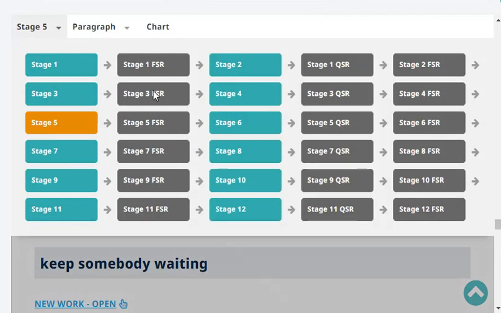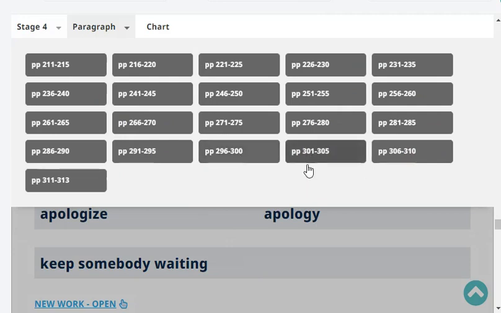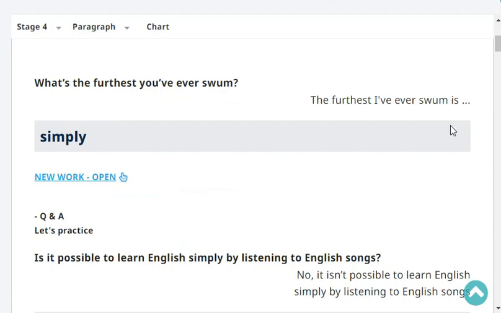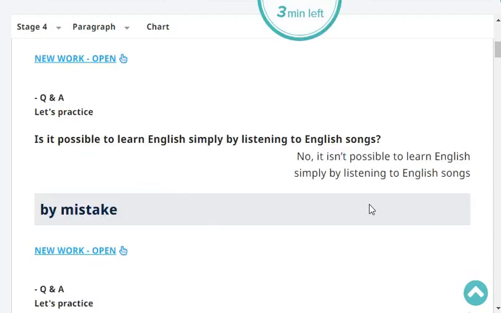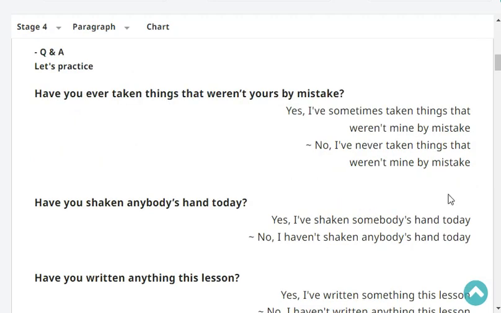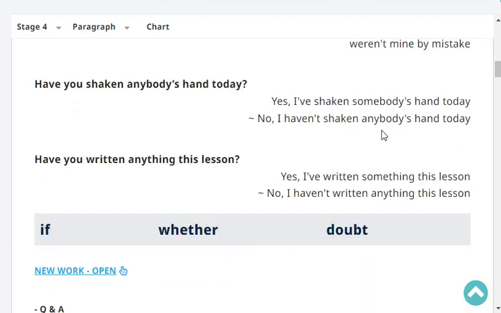Is it possible to learn English simply by listening to English songs? No, it isn't possible to learn English simply by listening to English songs. By mistake. Have you ever taken things that weren't yours by mistake? Yes, I've sometimes taken things that weren't mine by mistake. Have you shaken anybody's hand today? No, I haven't shaken anybody's hand today. Have you written anything this lesson? No, I haven't written anything this lesson.